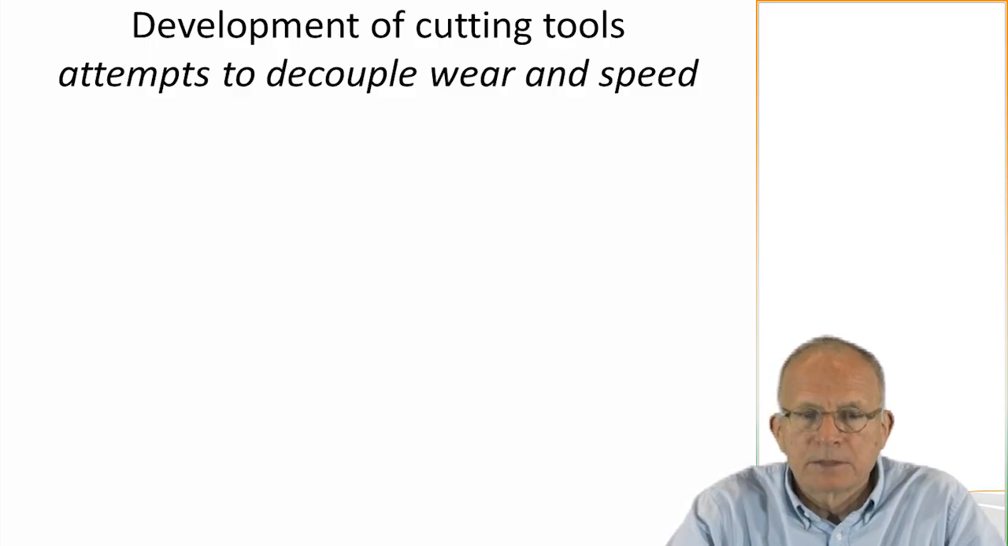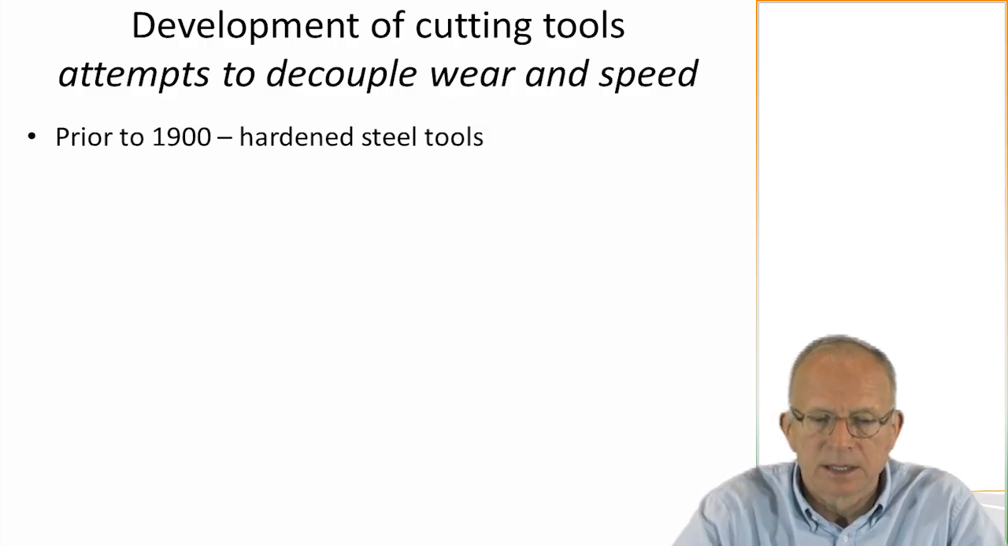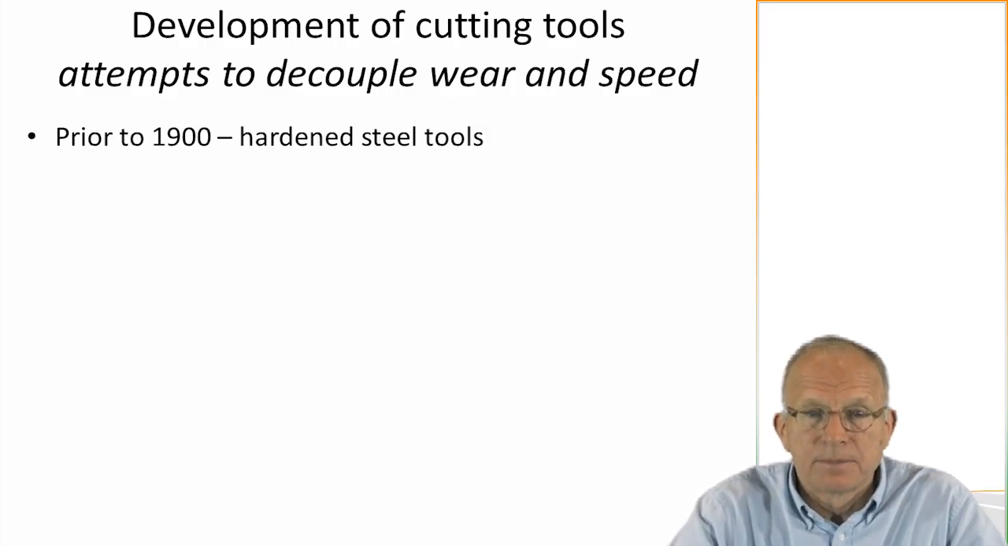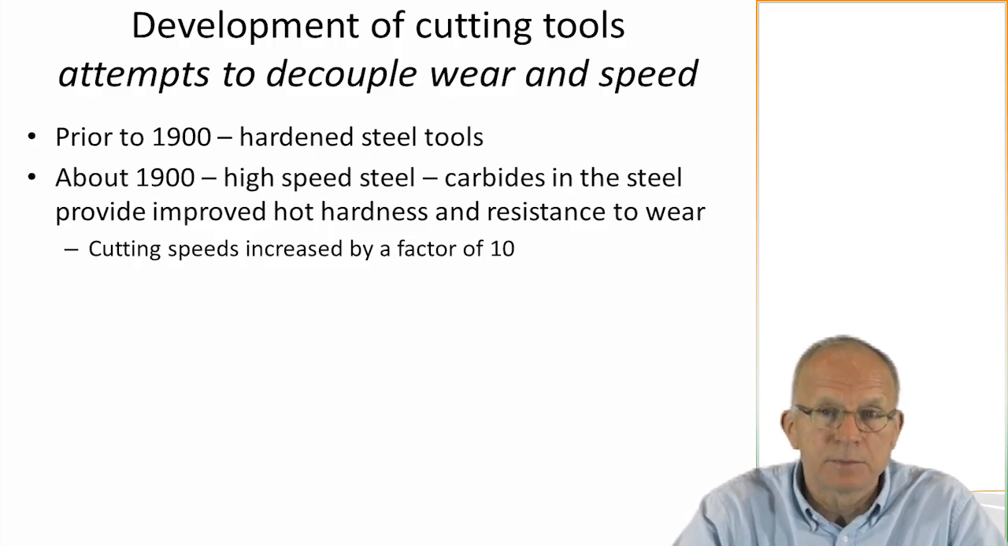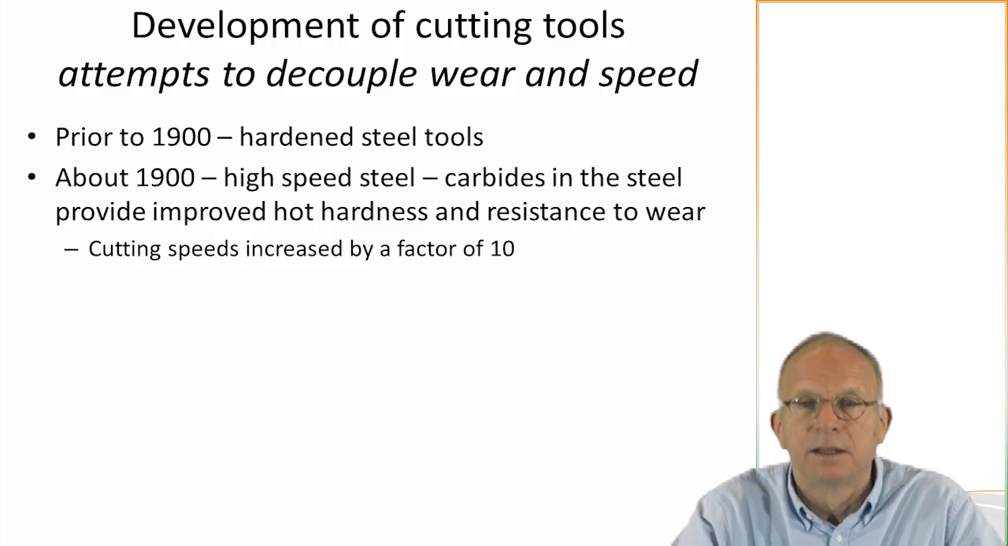So the development of cutting tools has attempted to decouple wear and speed. But they are still coupled. Prior to 1900, we're using just hardened steel tools. In about 1900, people figured out how to alloy elements into steels, carbide formers, and these gave steel some hot hardness and better resistance to wear. And so they were called high-speed steel because you could cut faster then. And cutting speeds increased by a factor of 10.